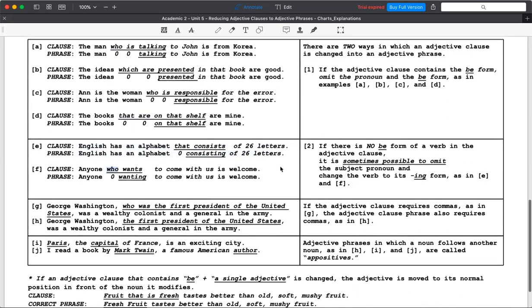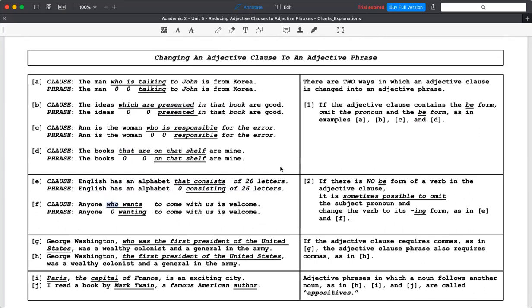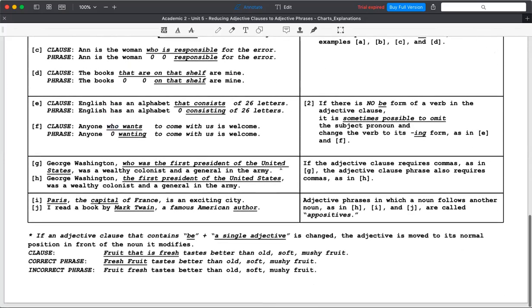Why are we doing this? From two simple sentences, you were able to create adjective clauses. Now, from adjective clauses, you create adjective phrases. We need to do that specifically to have better structures and various structures in your communication.